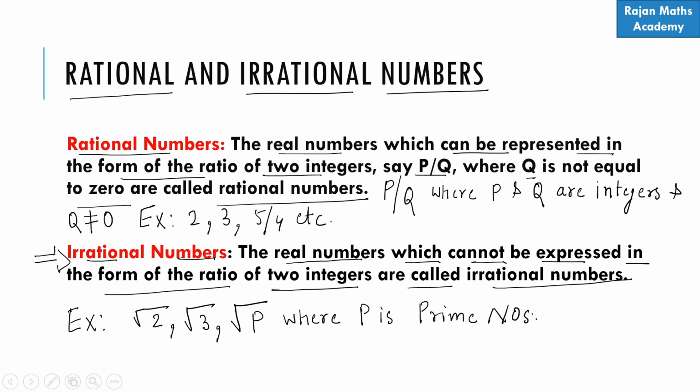So in this slide we have understood what are rational numbers and irrational numbers. Rational numbers are those numbers which can be represented in terms of p by q, where p and q are integers and q is not equal to 0, and irrational numbers are those numbers which cannot be represented in the ratio of p by q. Examples are like root 3, root 2, and we can say root p, where p is any prime. Let's go to the next slide.